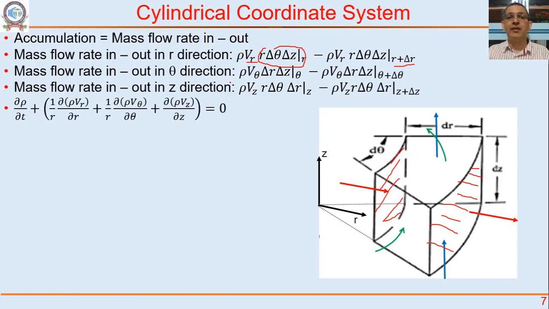In the theta direction, now fluid can enter this control volume in the theta direction because of velocity in the theta direction through a face which is perpendicular to the theta direction. Perpendicular to the theta direction means this front face and this back face.